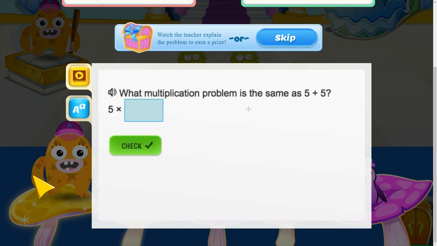What multiplication problem is the same as 5 plus 5? Well, first of all, what does 5 plus 5 equal? We know that if we add 5 and 5 together, we'll get 10. So what times 5 equals 10?